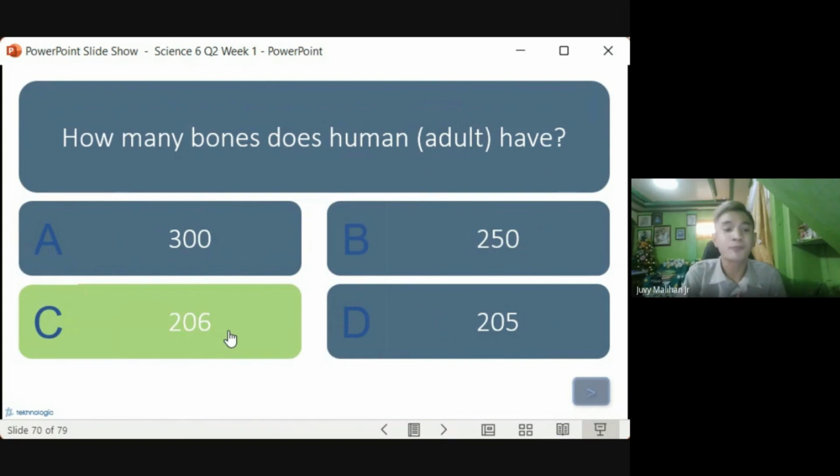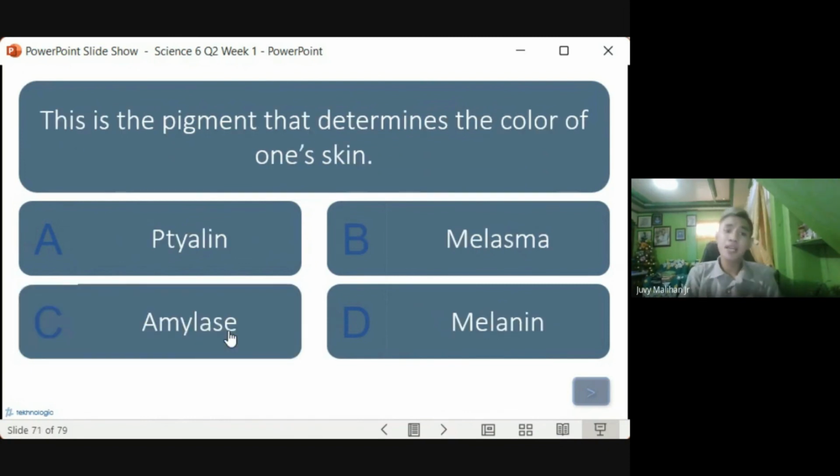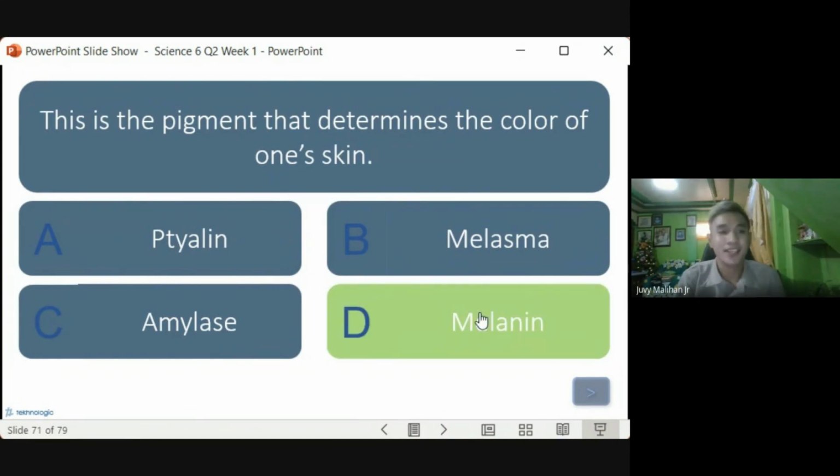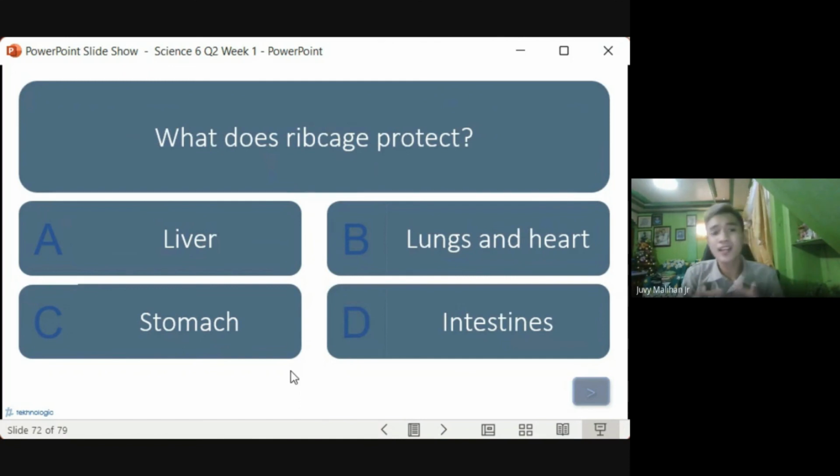Next, we have, this is the pigment that determines the color of one's skin. Is it ptyalin, melasma, amylase, or melanin? Very good. Letter D, it's melanin. Okay, so that is responsible for the skin color. Now, next we have, what does the rib cage protect? Is it the liver, the stomach, the lungs and heart, or the intestines? Very good. So, the rib cage protects our lungs and heart.